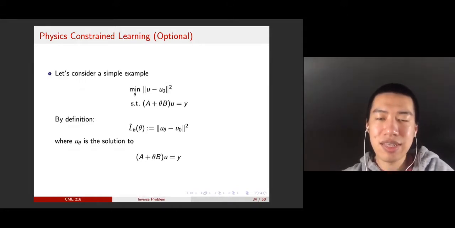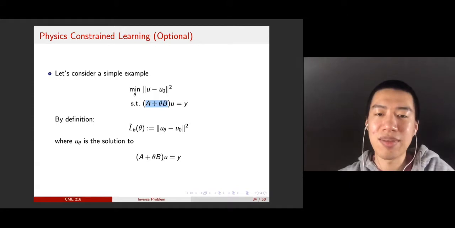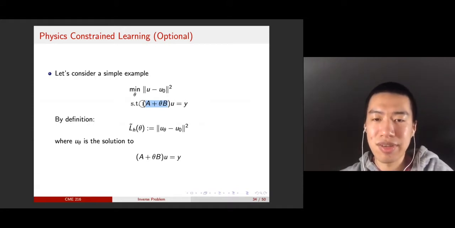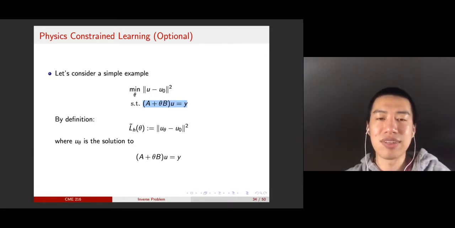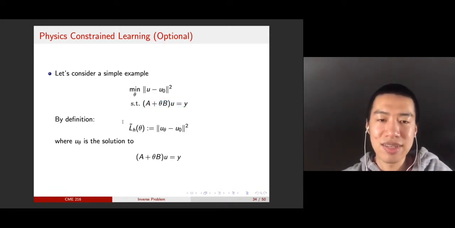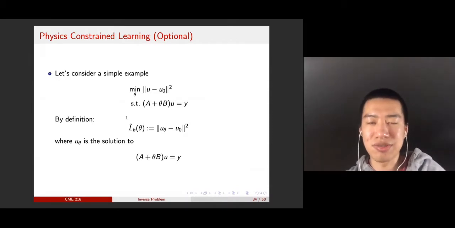First of all, let us consider a simple example. Here, you might have a numerical solver to solve U from the right-hand side Y, and this is the coefficient matrix. The theta is a scalar here, and A and B are matrices. So you solve this equation for U, and you also have your observation for U. You want to minimize the difference between U and U naught with respect to theta, to find the optimal scalar.